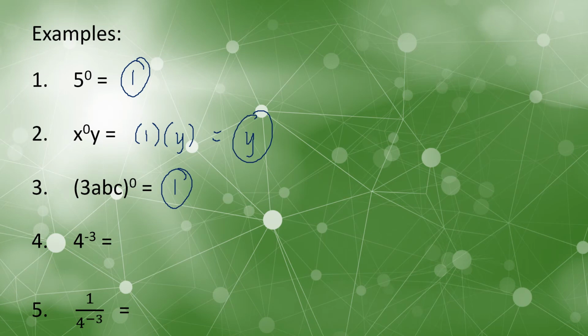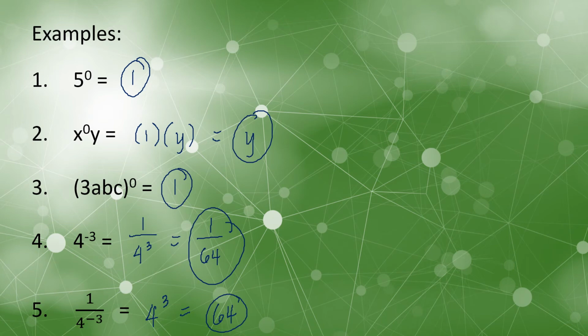Number 4, we have 4 raised to negative 3. So to get rid of the negative exponent, it becomes 1 over 4 raised to the third power. And this is equal to 4 cubed is equal to 64. Number 5, we have 1 over 4 raised to negative 3. This is now equal to 4 cubed. And 4 cubed is equal to 64.